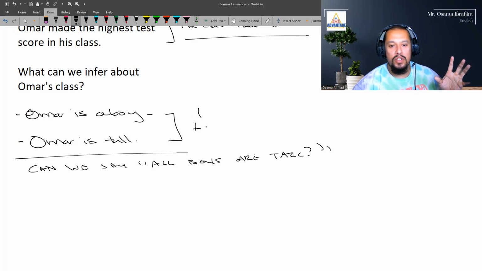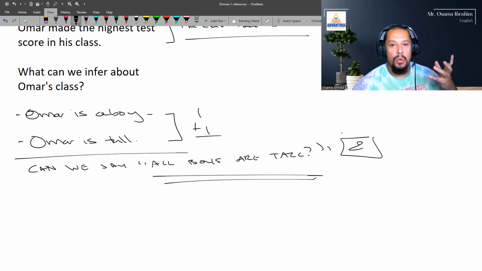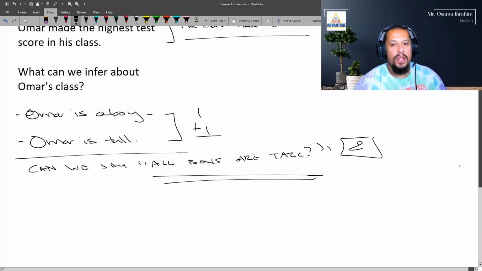This is a 1+1 idea, and people would say this is 2. No, we have to make sure we control our inferences, and the inference stays within the actual limit of the text.